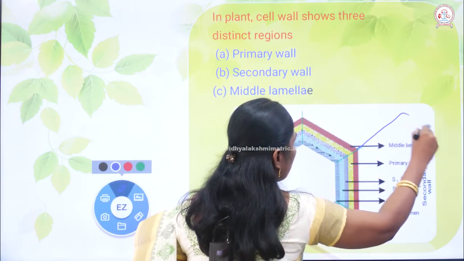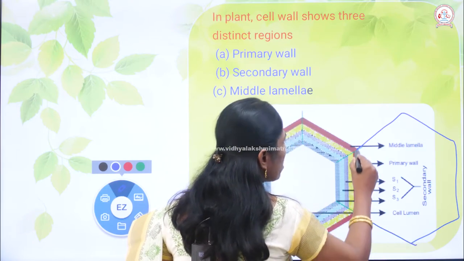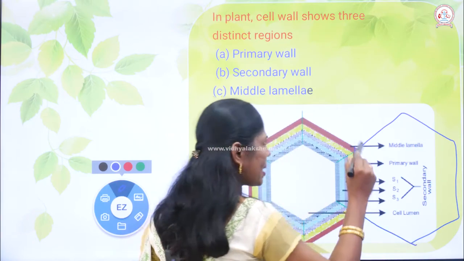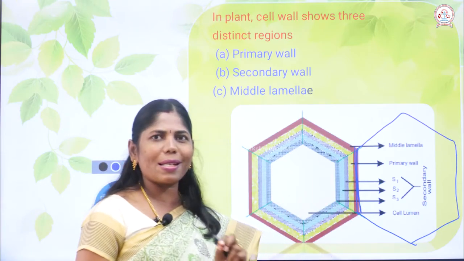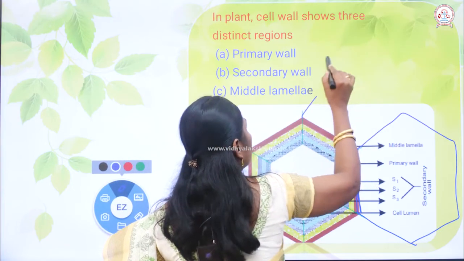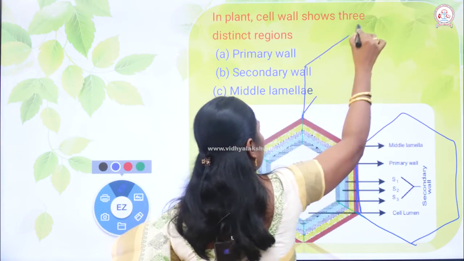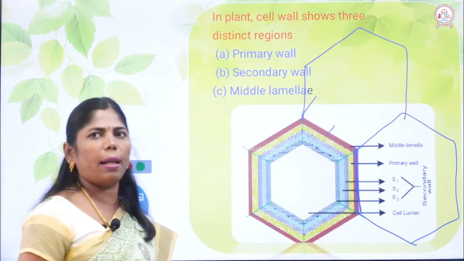So we can draw one more cell here. This is present between the 2 cells. Since it is in between the two cells, this is the middle lamellae. We may think this is the outermost layer, but actually this is not the outermost layer. You can draw one more cell here. So that is present in the middle. So this is the middle lamellae.